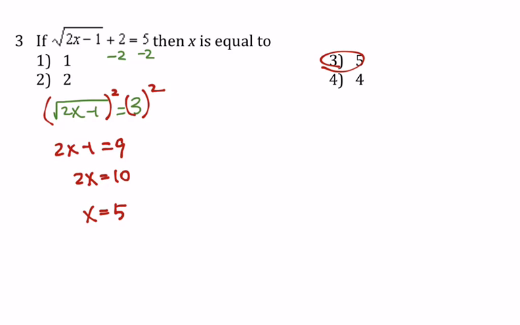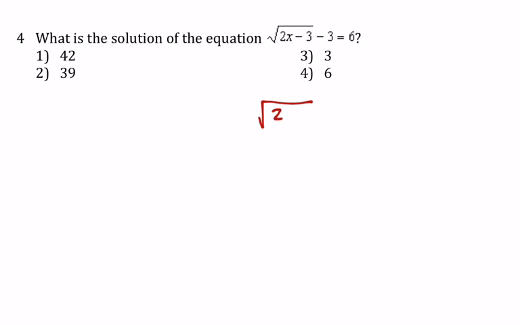Alright, let's move on to the next question. Same deal here, number 4. Notice that we have minus 3 here, and we want to get rid of that so that we can isolate the radical by itself. We can do that by adding 3 to both sides. Then we get square root of 2x minus 3 equals 9. And now we can square both sides just like before. Then we get 2x minus 3 must be equal to 81.